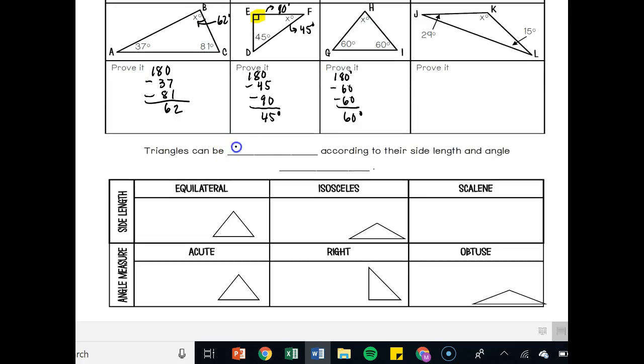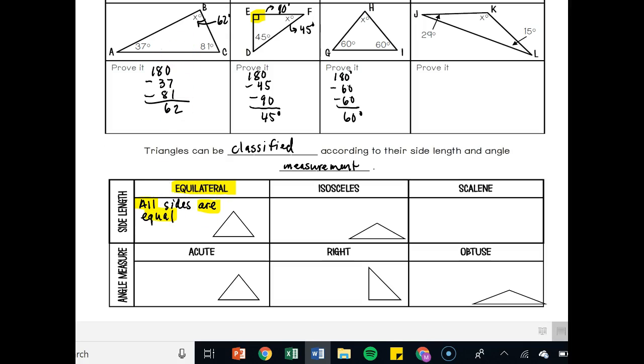So finally, triangles can be classified according to their side length and angle measurement. So let's first take a look at how we classify a triangle by side length. First, we call a triangle equilateral if all side lengths are equal.